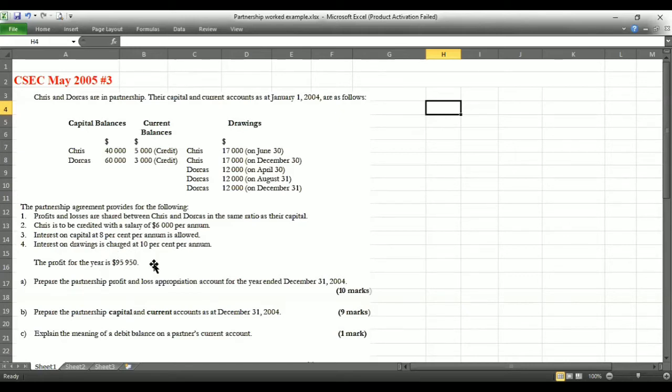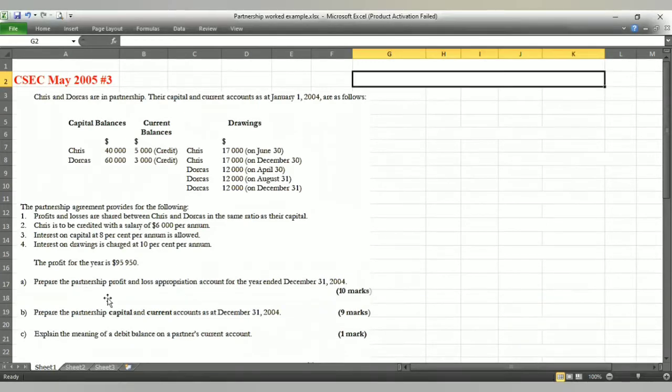Since we receive this profit, it means that we don't have to go through the process of preparing a trading and profit and loss account to ascertain our profit, because we're presented with that. Some questions are like this. Some you would have to calculate the net profits, and then you move into doing your appropriation. Before we look at the preparation of the partnership profit and loss appropriation account, I'll be working out the interest on drawings and the interest on capital.